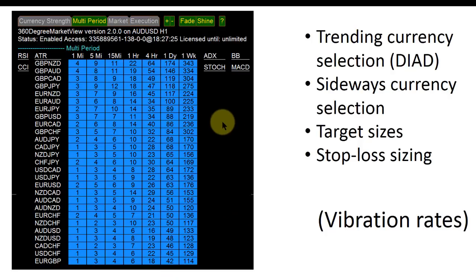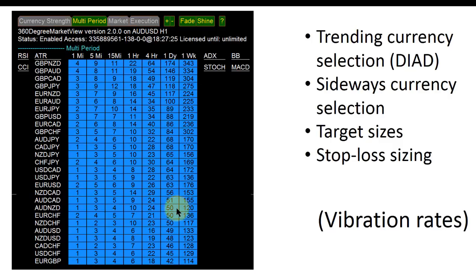So how does that help you in any way? Well, firstly, if you're a breakout trader or a trend trader, you're looking for the fast moves that really move in the market, you should be using these currencies at the top here. If you're using sideways techniques that dawdle in the market, then you should be using these currencies down here. That's one way of using that information.